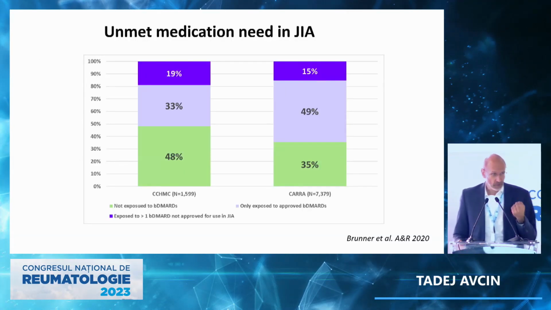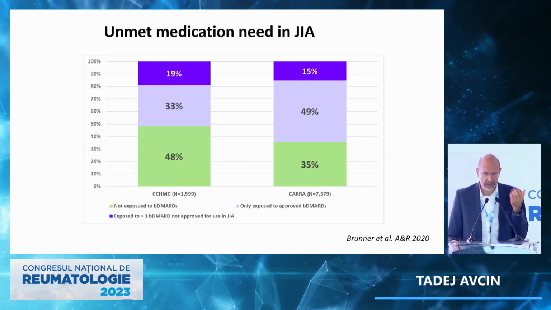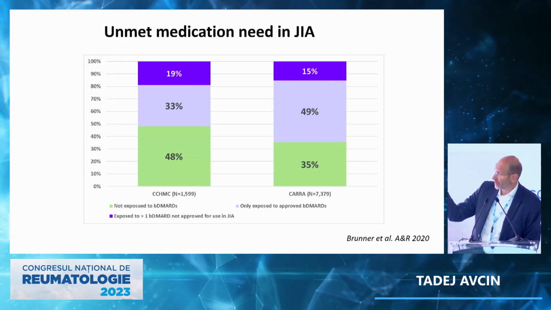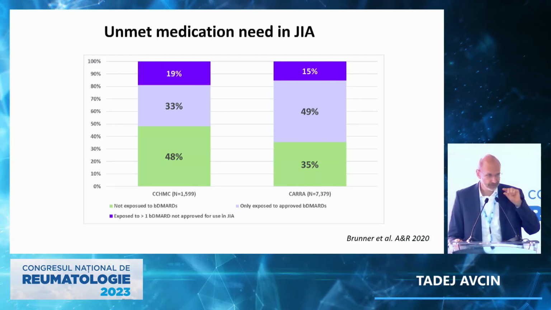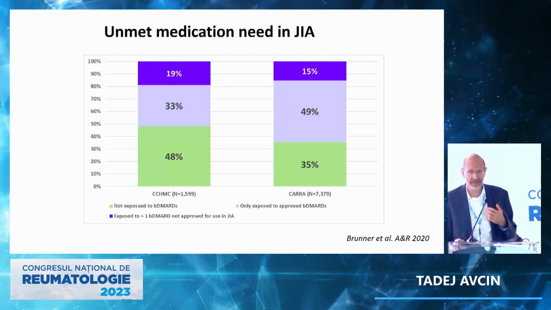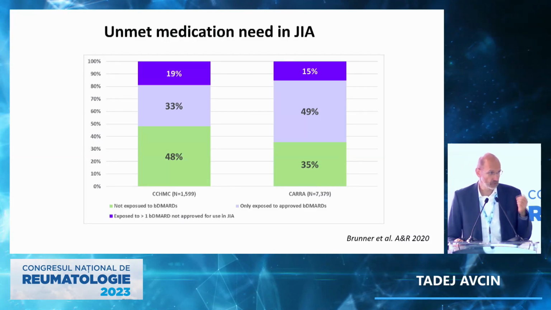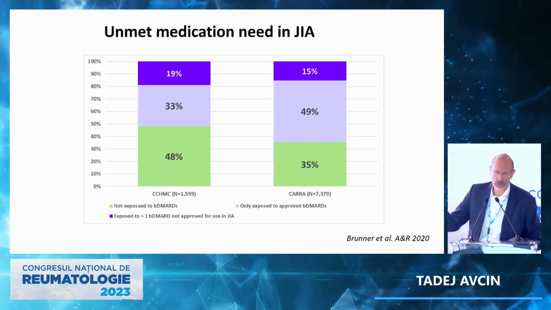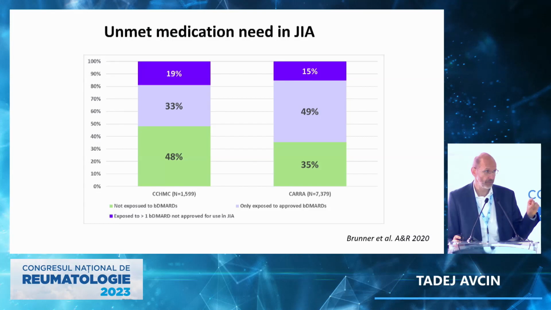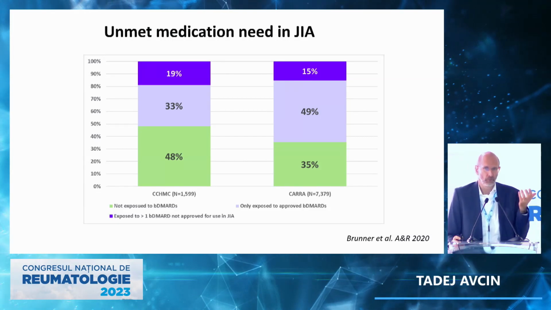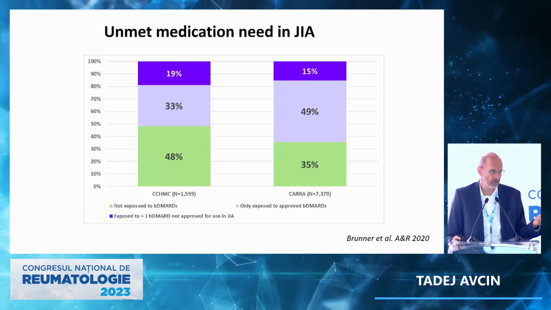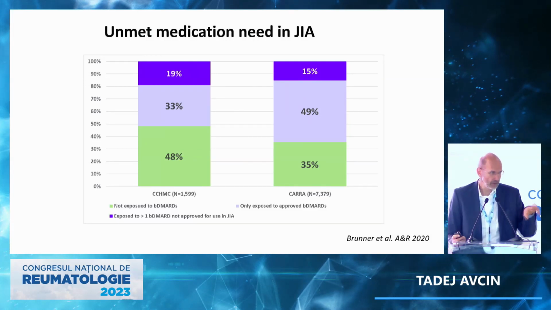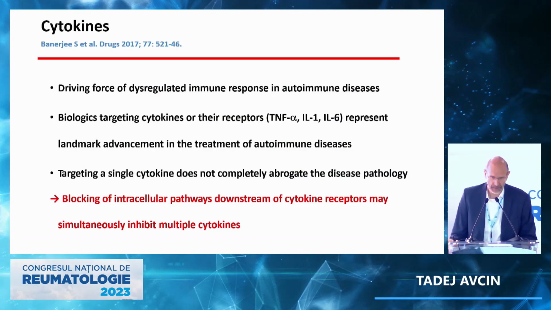In spite of the fact that we have biologics, there are definitely unmet needs. You can see in the upper row, the dark blue rows, patients who were exposed to a non-registered biologic drug, either in the CARRA registry or the Cincinnati Children's Juvenile Idiopathic Arthritis cohort. So between 15 and 20% of our patients, even with the best possible biologics, are still active, and we are searching for other medications.